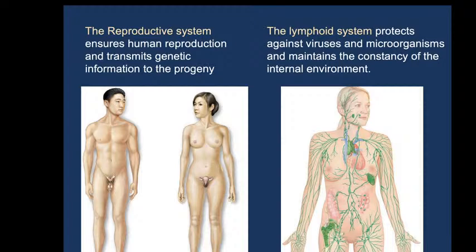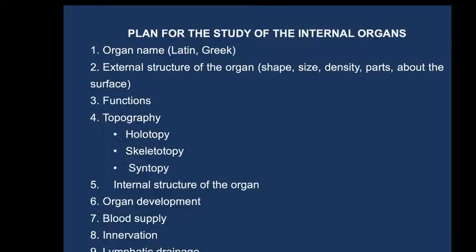Lymphoid systems protect our body against viruses and microorganisms, and also maintain the consistency of the internal environment. And you see a lot of green organs inside our body. They are from the lymphoid, or, in other words, immune systems.